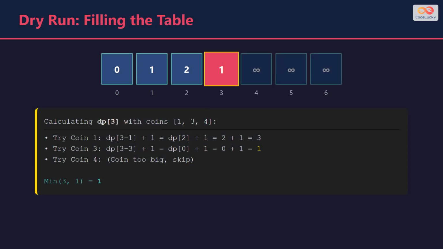We start filling the table. For index 1, we use coin 1. For index 2, we use coin 1 again. When we get to index 3, we have a choice. We could use coin 1 to get from 2 to 3, costing 3 coins. Or we can use coin 3 to get from 0 to 3, costing only 1 coin. Since 1 is less than 3, we update index 3 to 1.